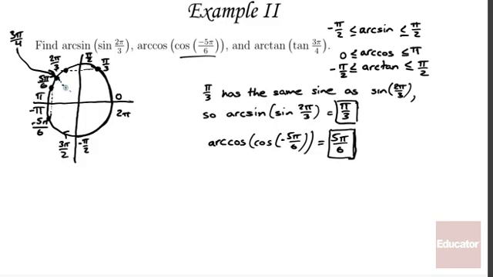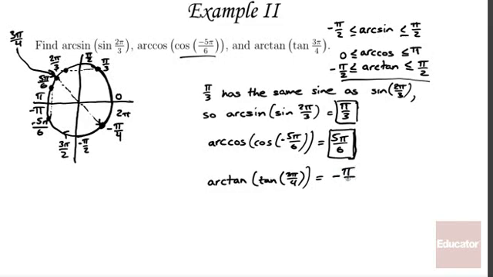Well, if we go straight across the origin there, we started with an angle whose cosine is negative and sine is positive. This angle right here has a positive cosine and negative sine. So it'll end up having the same tangent, and that angle is negative pi over 4. That's an angle inside the range we want that has the same tangent. So arctangent of tangent of 3 pi over 4 is negative pi over 4.